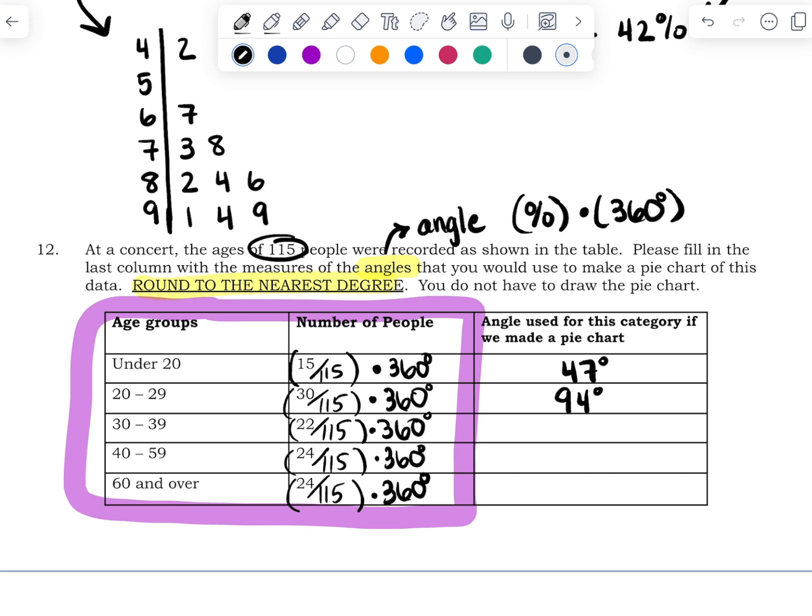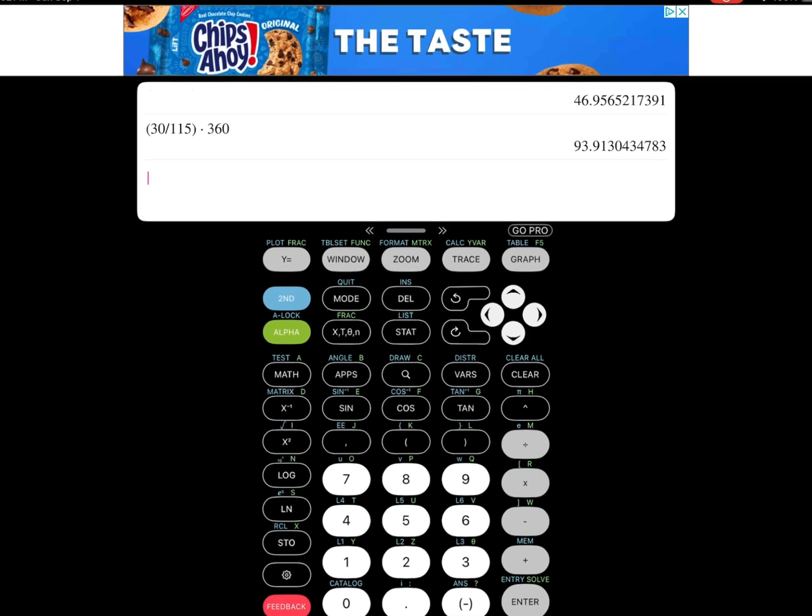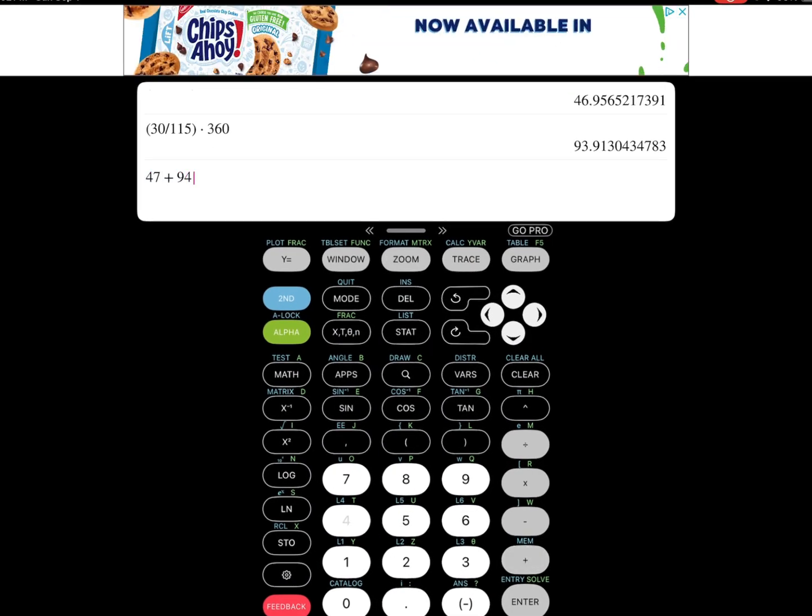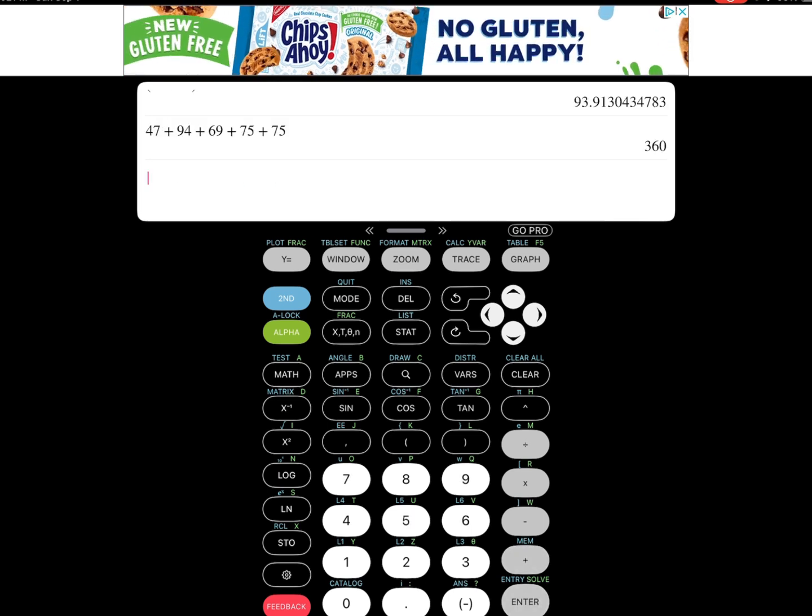Now, if you're doing your calculations correctly, you should have gotten 69 degrees, 75 degrees, and 75 degrees. Then if we do a little double check, remember that this sum should be 360 degrees. So we've got 47, 94, 69, 75, and 75. If you'll notice, that adds up to 360. That wouldn't happen if you rounded down every time. So remember, you just need to round appropriately.